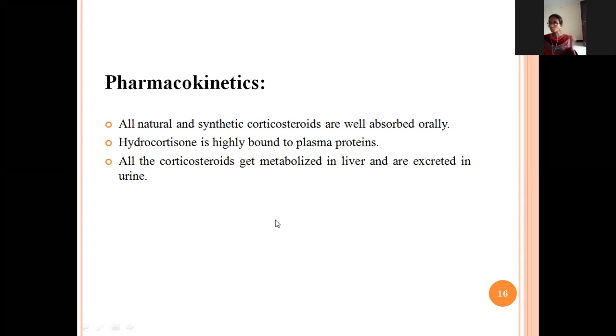Next, pharmacokinetics. All the natural and synthetic corticosteroids are well absorbed orally. Means if we take these corticosteroids through the oral route of administration, they have good absorption, and hydrocortisone is highly bound to plasma proteins. They get metabolized in the liver and eliminated through the urine.